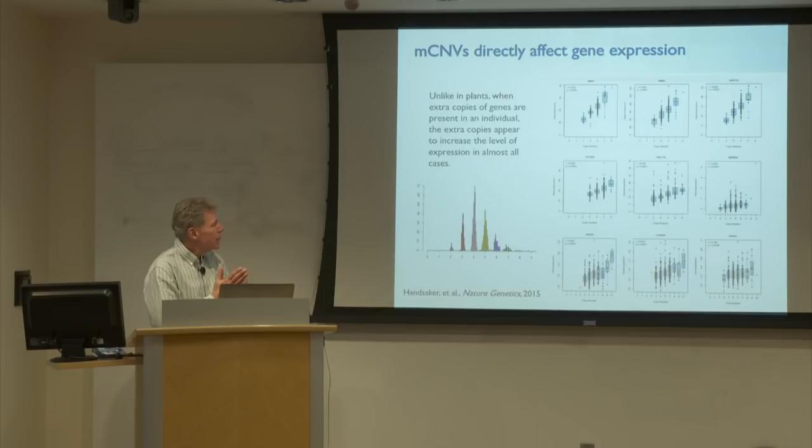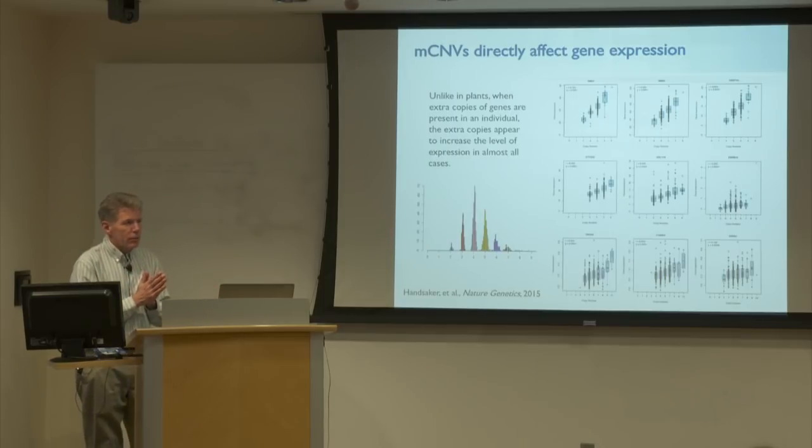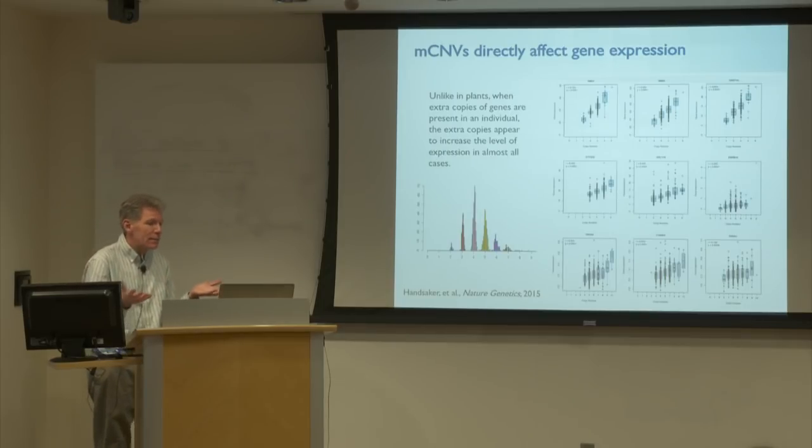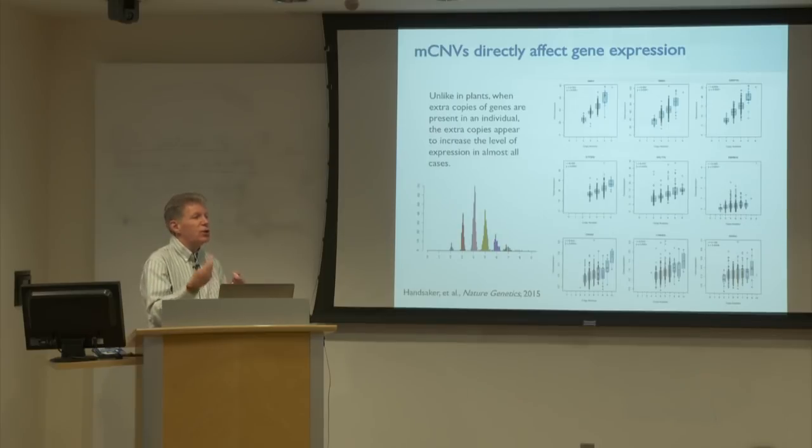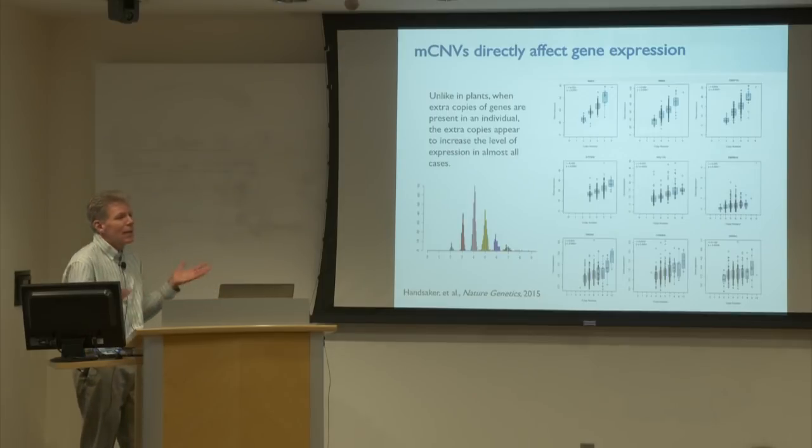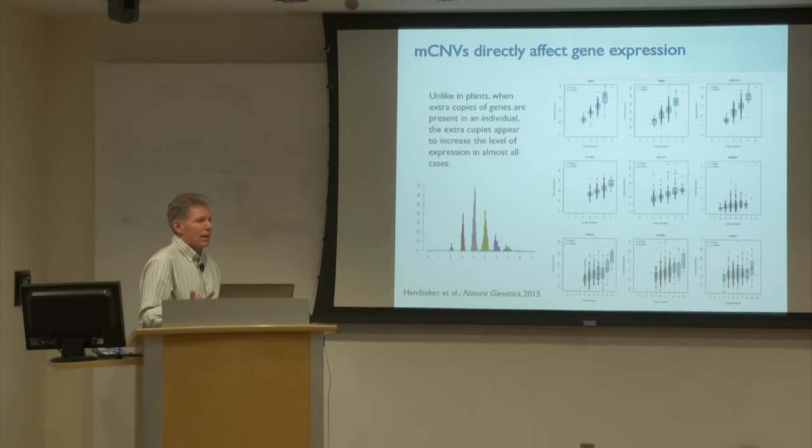So if you change the number of copies of a gene, what happens to the expression level of that gene? It turns out in plants, some plants have the mechanism where they will actually shut down extra copies so that if they acquire extra copies of a gene, it doesn't mess up their biology. But this doesn't seem to happen in humans. In almost all cases, the rule is you have more copies of a gene, you get higher expression of that gene. And the vast majority of genes seem to behave this way.